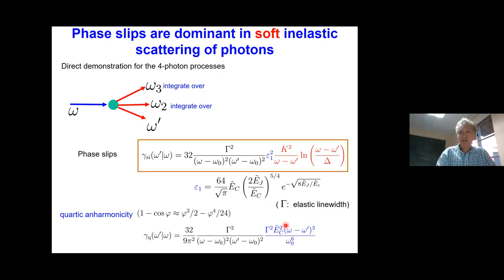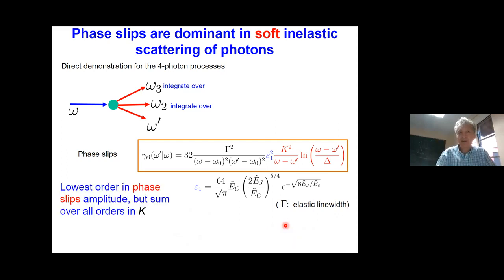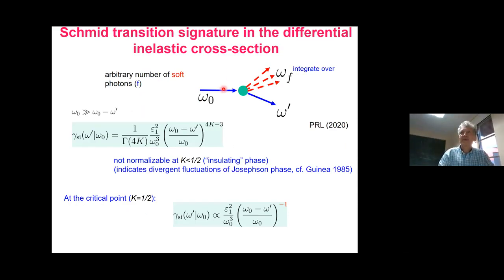So now we concentrate on the phase slips. We forget about anharmonicity, and then we go full strength. What we can do analytically is to go to lowest order in the phase slip amplitude, but sum over all the orders in capital K, basically over all the orders in the photon multiplication number. We integrate over all low energy photons and concentrate on small differences between the incoming frequency omega 0 and outgoing frequency omega prime. There is also this shower of photons going out at low frequencies. We don't catch them, they go away, and we just iterate over them.